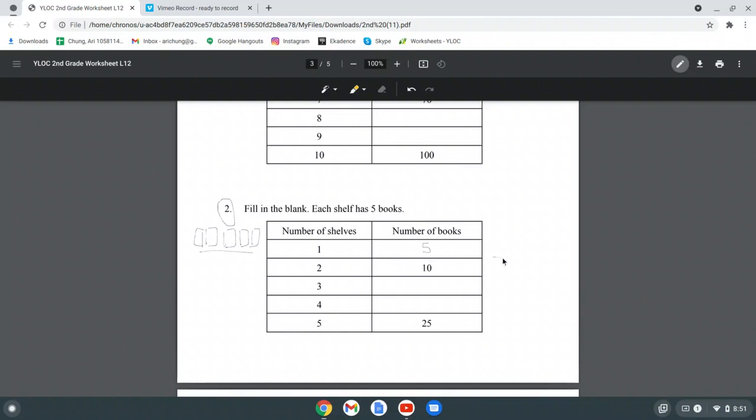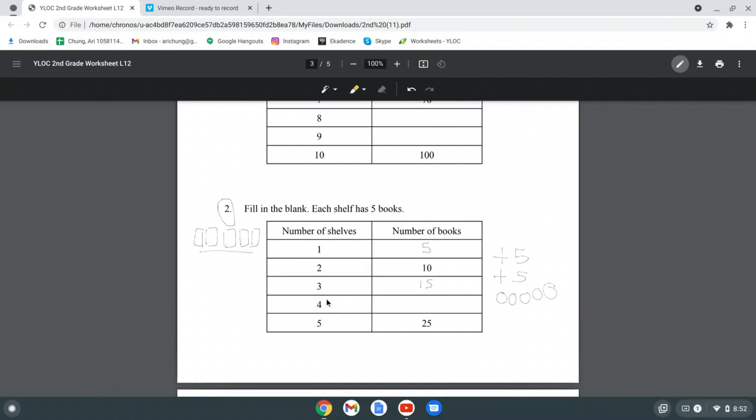And if we add 5 more books, since each shelf has 5 books, and this one is 2 shelves, so 5 plus 5 is 10. So we know that we are doing it correctly. So 10 plus 5, if we add 10, 11, 12, 13, 14, 15, since that's 5, 10 plus 5 is 15. And we keep on doing that to each shelf added.